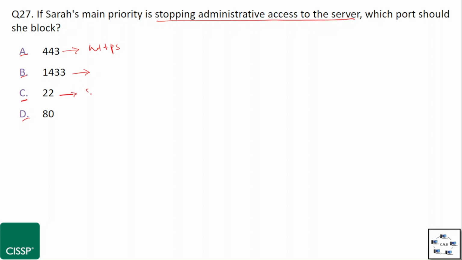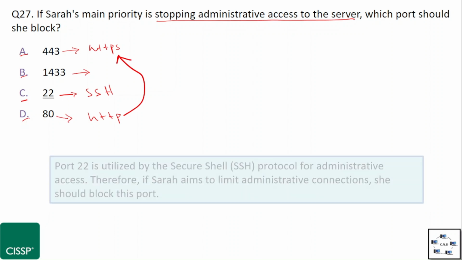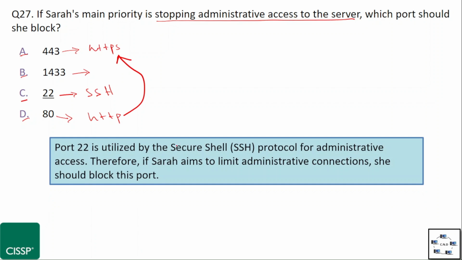22 is for SSH, and this is mainly used for administration, while port 80 is HTTP, which is no longer widely used. The secure version, HTTPS, is used for web services. So the answer is port number 22. Port 22 is utilized by the Secure Shell, that is the SSH protocol, for administrative access. Therefore, if Sarah aims to limit administrative connections, she should block this port.